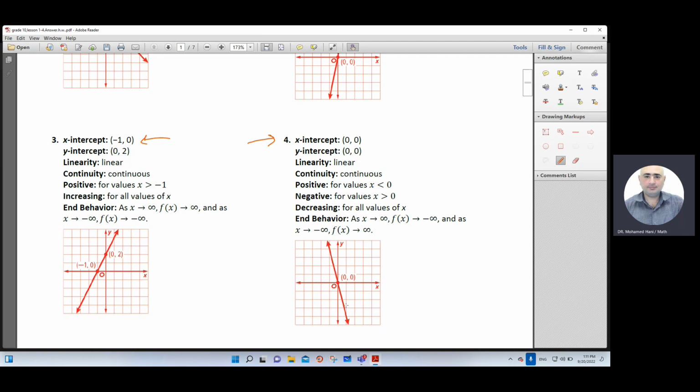So draw the linear from the second quarter. And the continuity continues because no gaps, as you see. You can write 3 and 4.